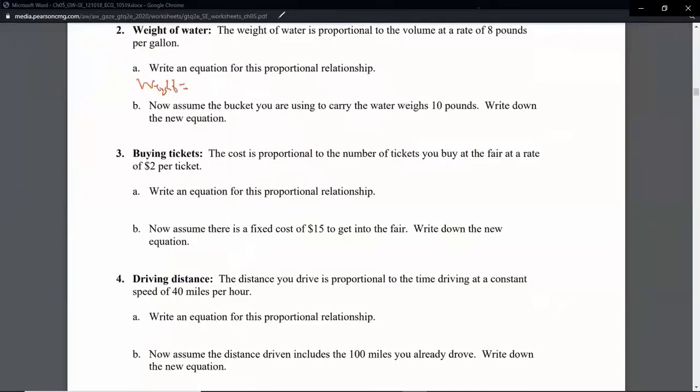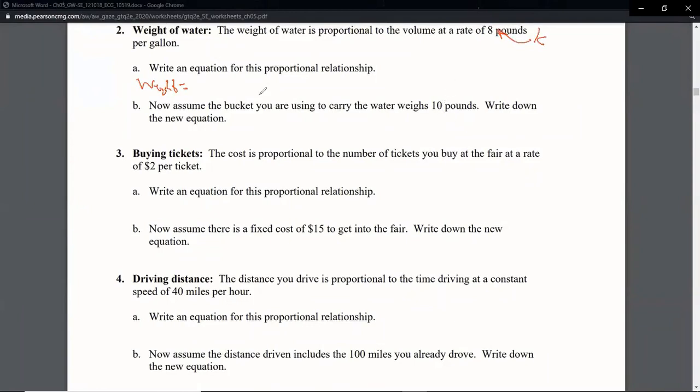So the weight of the water equals, and then it's proportional, that's where you have your y equals kx, or whatever number and letter or word you want to use. But the rate is 8 pounds per gallon. So for every 1 gallon, you would have 8 pounds of weight. So that 8 is the k.